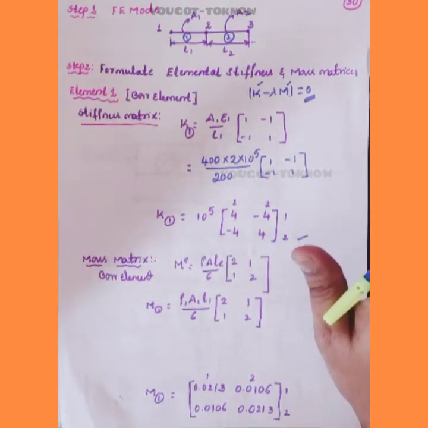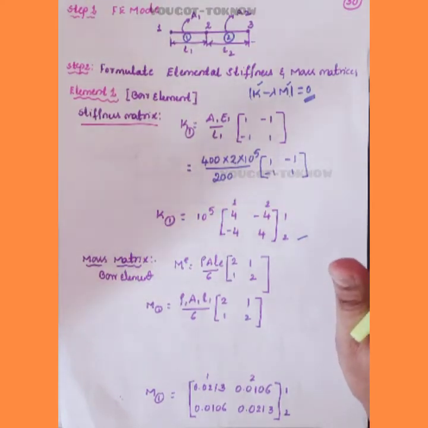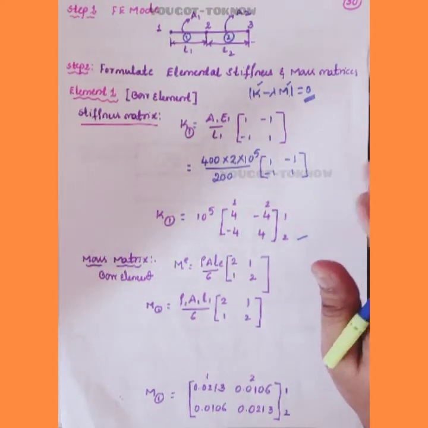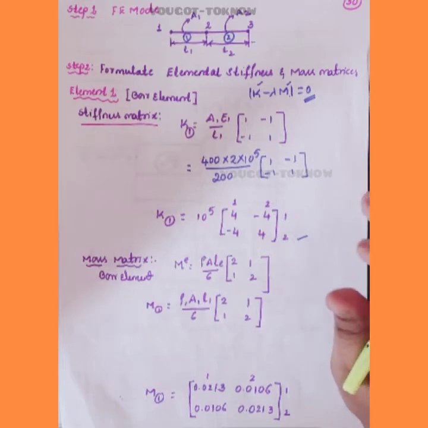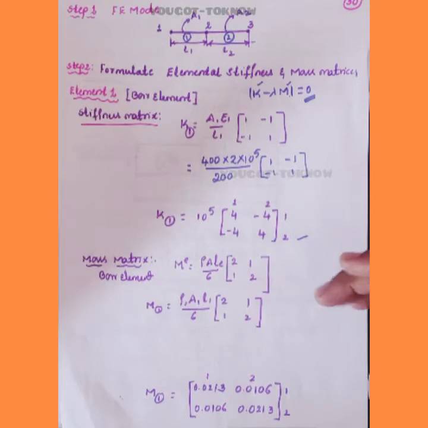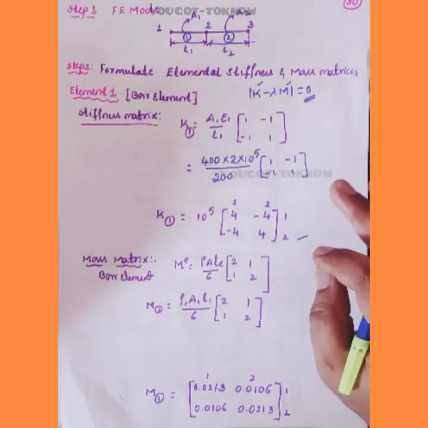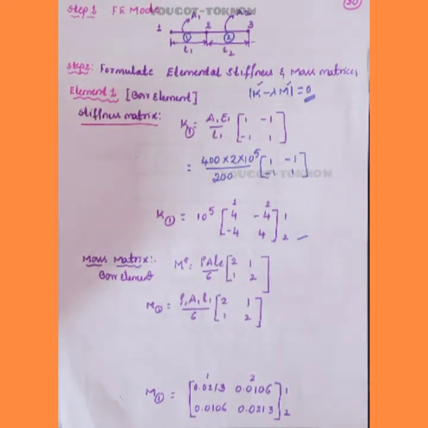If you had specified a lumped mass matrix, you can use the lumped mass matrix for the bar element. What is the lumped mass matrix for a bar element? It is rho A L_e by 2 times [1, 0; 0, 1]. If you use that, the problem will be still simpler. But he has clearly not mentioned anything, so I am using a consistent mass matrix.